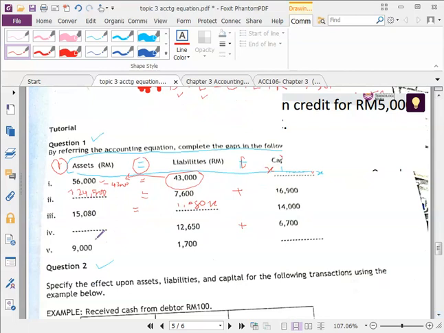Okay, cuba Insyirah. Okay. So senang, kita tambahkan saja. 19,000 tu kan?